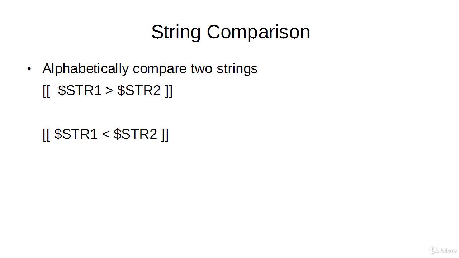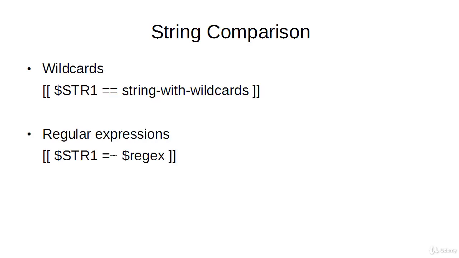We can also alphabetically compare two strings. If we want to compare alphabetically, we need to use double square brackets. Here you don't have a choice between double and single square brackets. For string comparison, we are also using wildcards and regular expressions. But those two techniques are quite complex, so I will tell you more about them in a separate lecture.